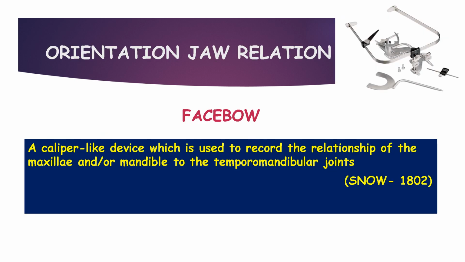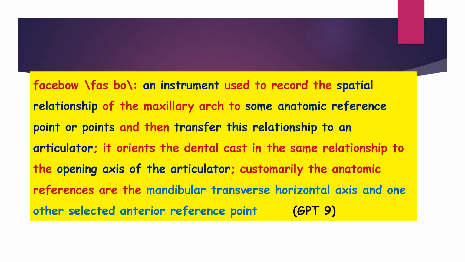Coming to the various terms related to orientation jaw relation, the important term is face bow. What is face bow? According to Snow in 1802, it is defined as a caliper-like device which is used to record the relationship of maxilla or mandible to the temporomandibular joints. And the most popular definition is given by Glossary of Prosthodontic Terms 9th edition. It is a frequently asked viva question for practicals.